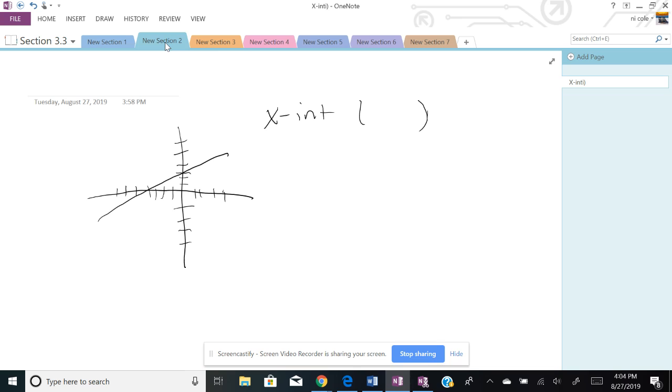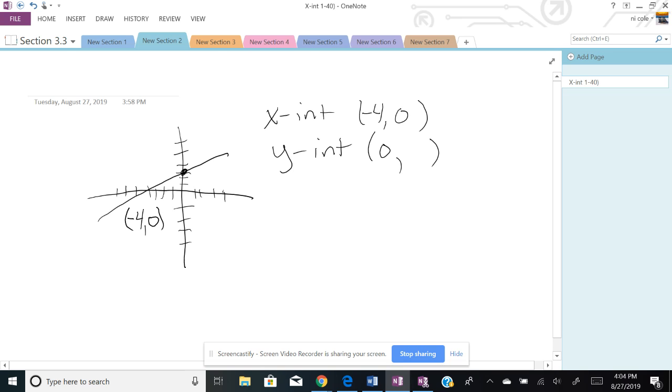So here, I know this should have a 0. So the x-intercept, let's count it. You go 1, 2, 3, 4, and you went in the negative direction, so that makes it -4. So you have -4, 0. And then looking at the y-intercept, I know that it's 0, comma, some number. You count 1, 2, 3, and it went in the positive direction.